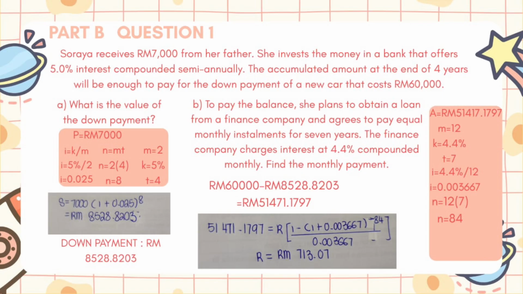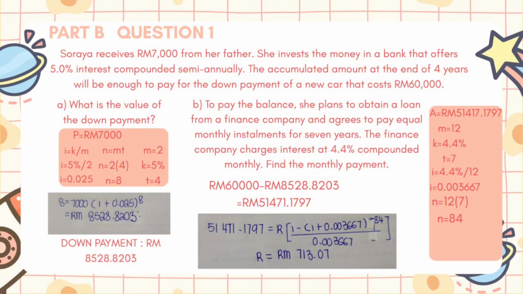So we will use S equals P bracket 1 plus interest bracket power N. P is 7,000, I is 0.025, N is 8. The answer will be RM 8,528.8203. B. To pay the balance, she planned to obtain a loan from a finance company and agreed to pay equal monthly installments for 7 years. The finance company charged interest of 4.4% compounded monthly. Find the monthly payment.